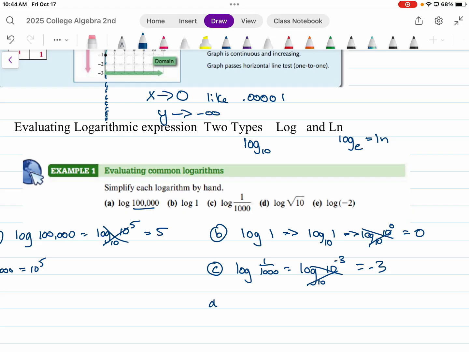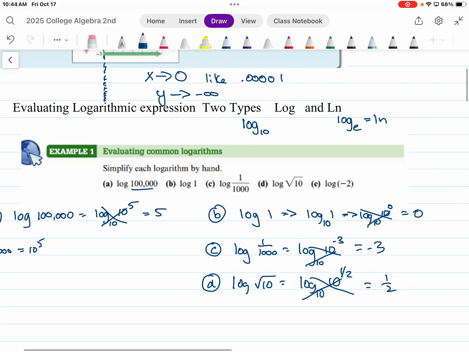Then on D, I can rewrite log square root of 10 as log base 10 of 10 to the 1/2 power. Now those cancel. I get 1/2. And then we finally get to the last one, E, and they asked me to do the log of -2.